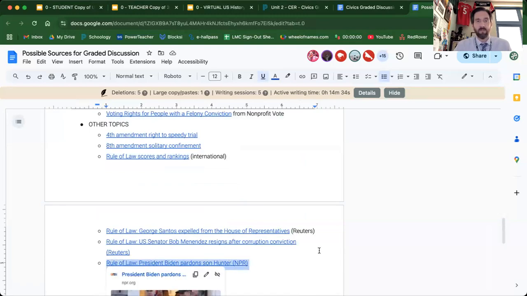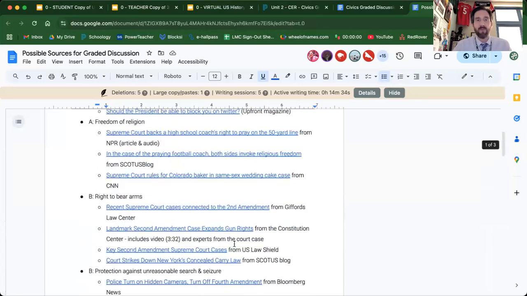Recently, President Biden pardoned his son, Hunter. Is that what the founding fathers would have expected? If you read the article, there are some people that argue that he did use his power appropriately, and there are some that are arguing that he did not use his power appropriately. What would the founding fathers have said about his use of a pardon on his son?